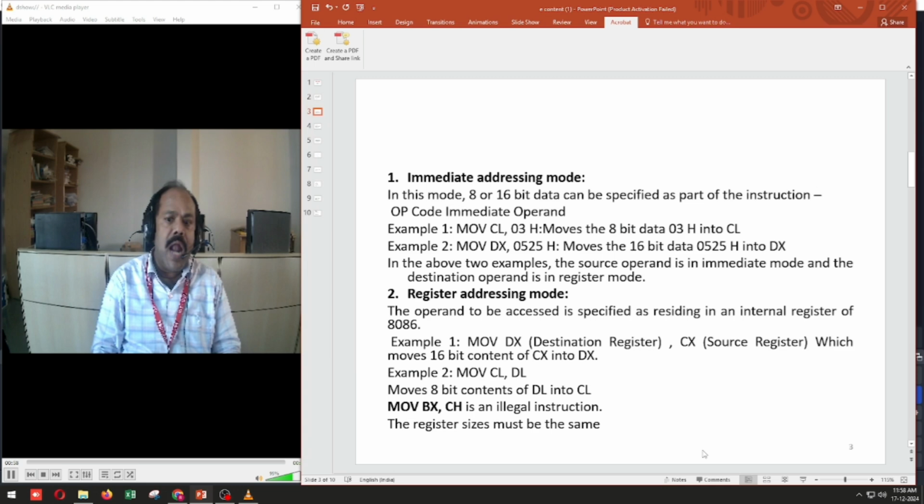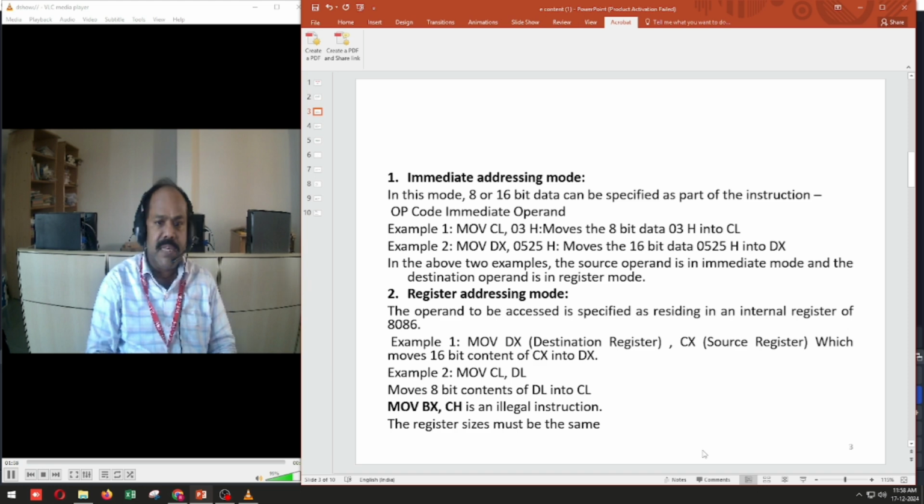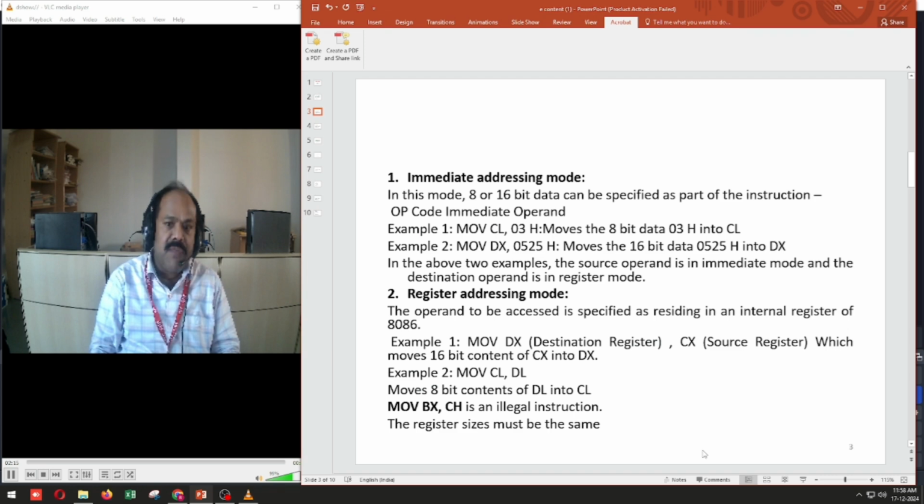Now let's see the first mode of addressing, which is immediate addressing mode. Here the data or operand will be provided in the instruction itself. So there is no need to search for the data or operand, neither from a register nor from a memory location. So this is the most efficient way of providing data to the processor.